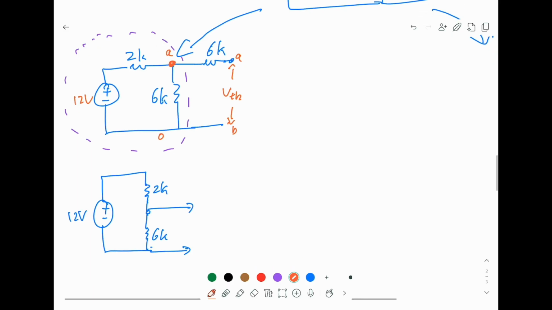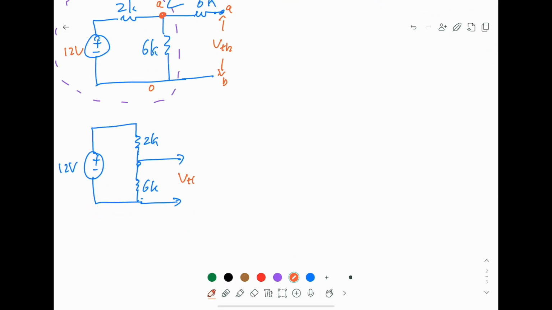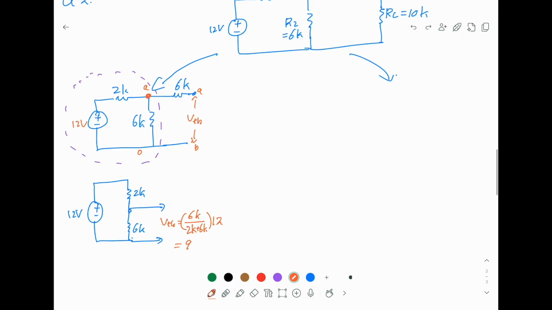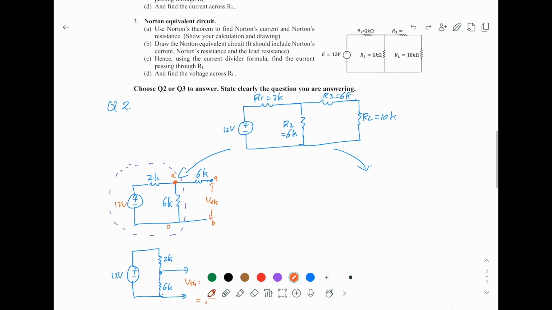So the Thevenin voltage is proportional to 12, and the proportional constant has the sum as denominator, while the numerator depends on where you measure the voltage. You measure the voltage across the 6K resistor, and you should find this equal to 9 volt. So the Thevenin voltage is 9 volt.